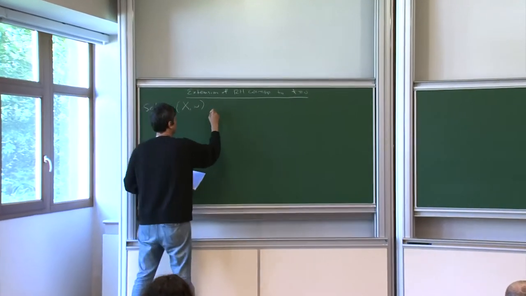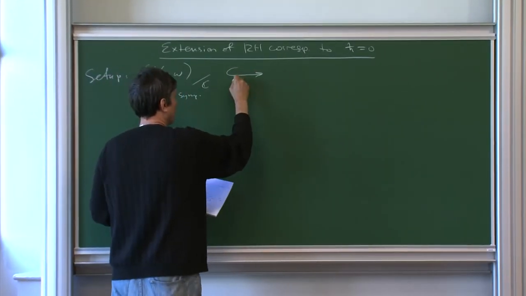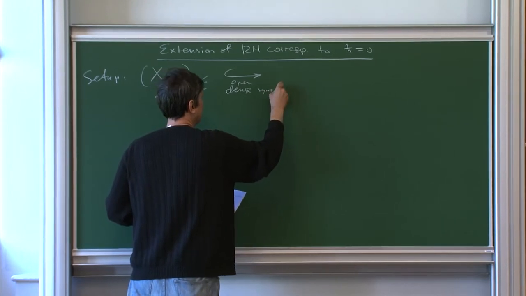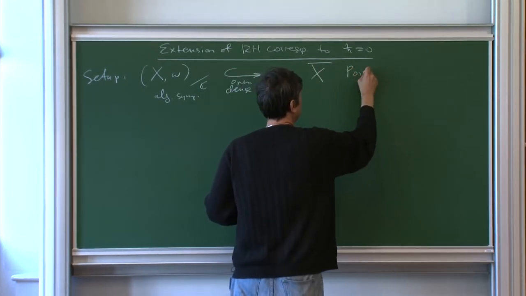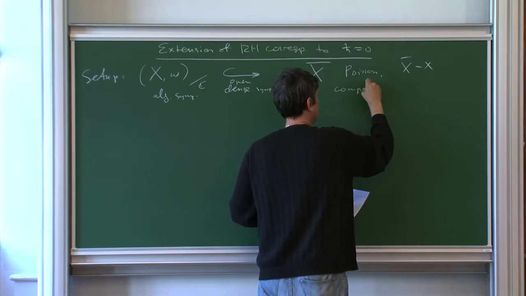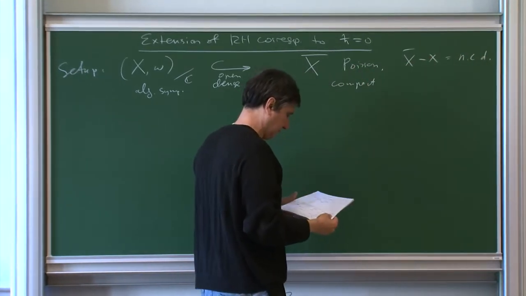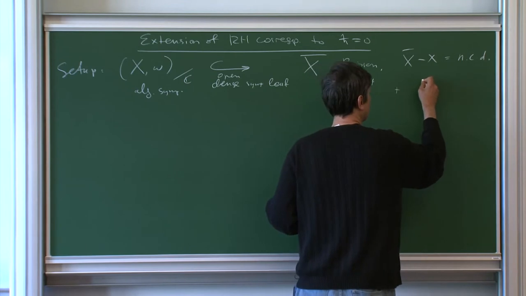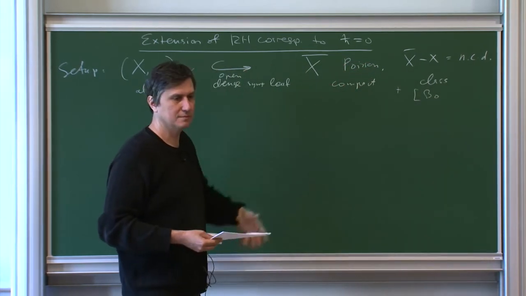We have (X, omega), which will be an algebraic symplectic manifold over C, which is embedded as an open dense symplectic leaf to some Poisson variety. And assume that the Poisson variety X bar is compact, algebraic, and the complement is a normal crossing divisor, just to be sure that quantization exists. And also, you choose a class.